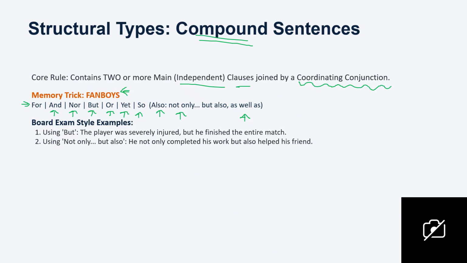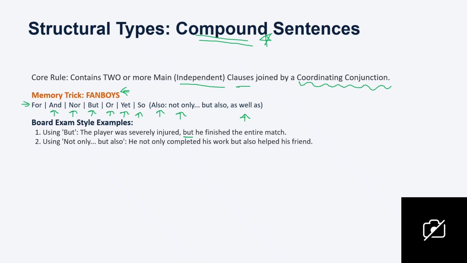So whenever you see these kinds of conjunctions in a sentence, that is the case of a compound sentence. Now let us understand this with an example which comes in your board exam. The player was severely injured, but he finished the entire match. See, the player was severely injured, that is one part of the sentence. He finished the entire match, that is another part. But the coordinating conjunction "but" is attaching both together. So this type of sentence is called a compound sentence.